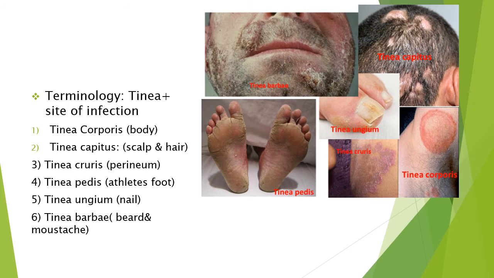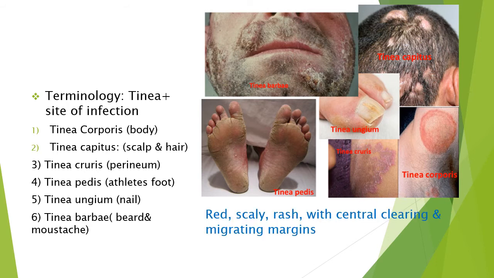Tinea capitis means that it happens on the scalp or the hair. Tinea cruris in the perineum. Tinea pedis in the foot, and that's why the other name is athlete's foot. Tinea unguium, which is in the nails. Tinea barbae, which is on the beard and mustache. So you can see here on this picture there are red scaly rashes, and there is central clearing, and the area surrounding it is normal.